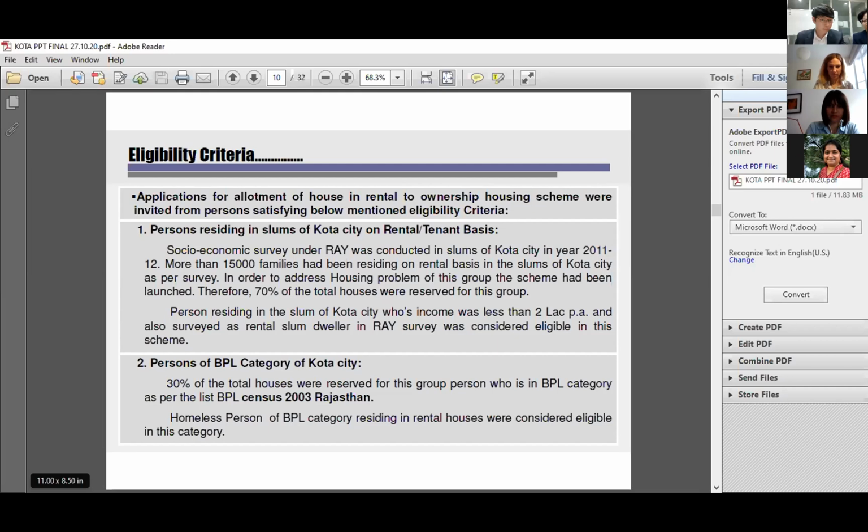About 70% of the total houses were reserved for this group, the persons who were residing as tenants in the slums of Kota city and whose income was less than 2 lakhs were considered eligible for this scheme. And the second target group was the persons of the BPL category, below poverty line category, of Kota city. The remaining 30% of the houses were kept reserved for this group.